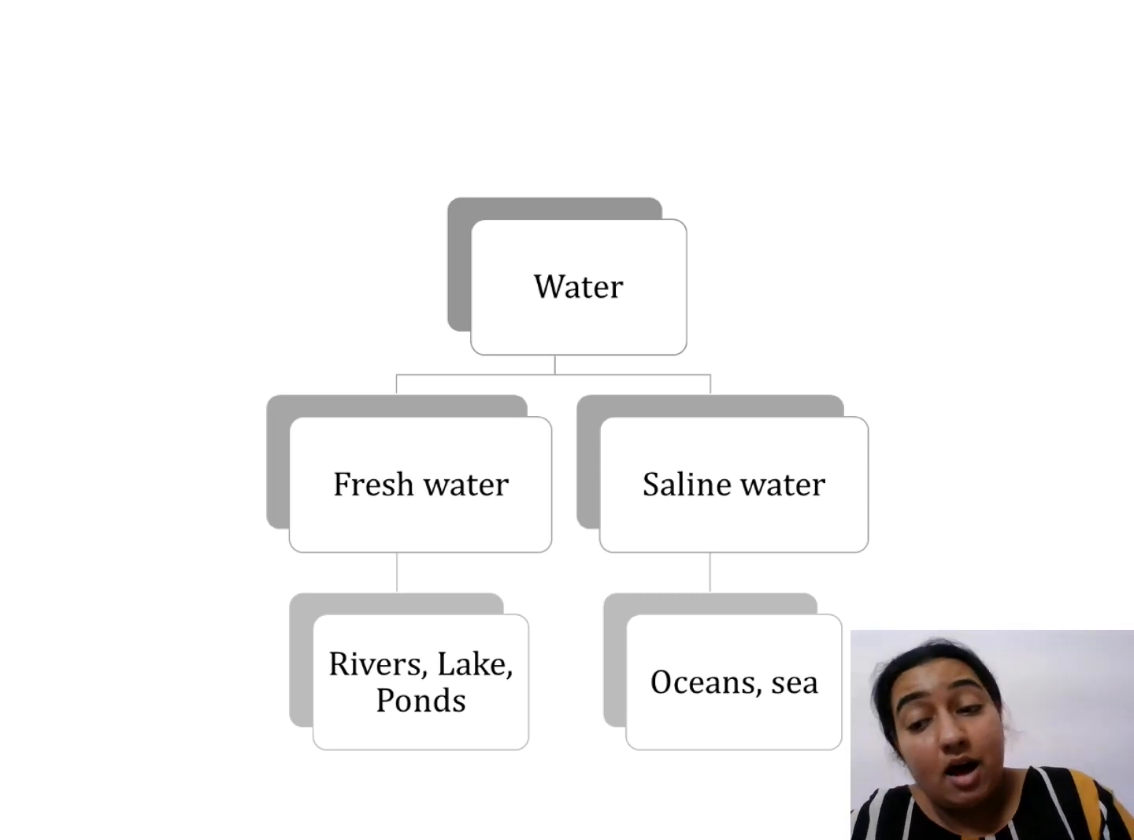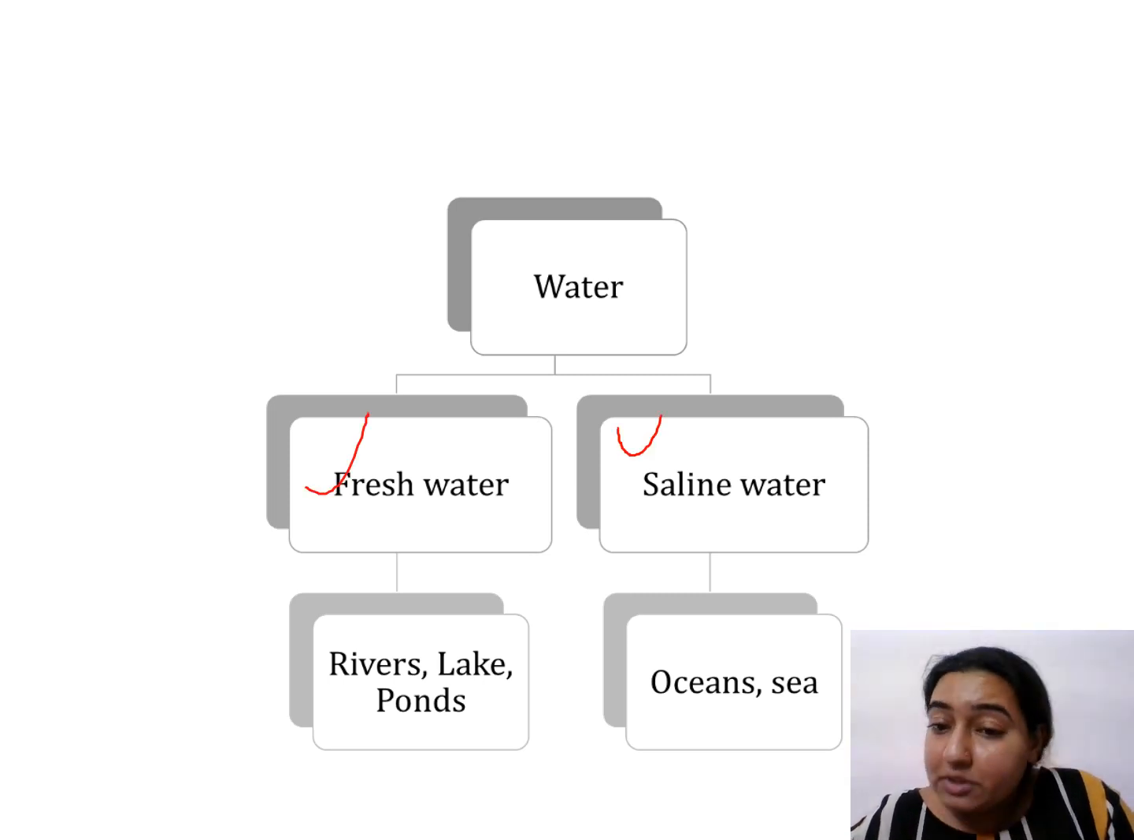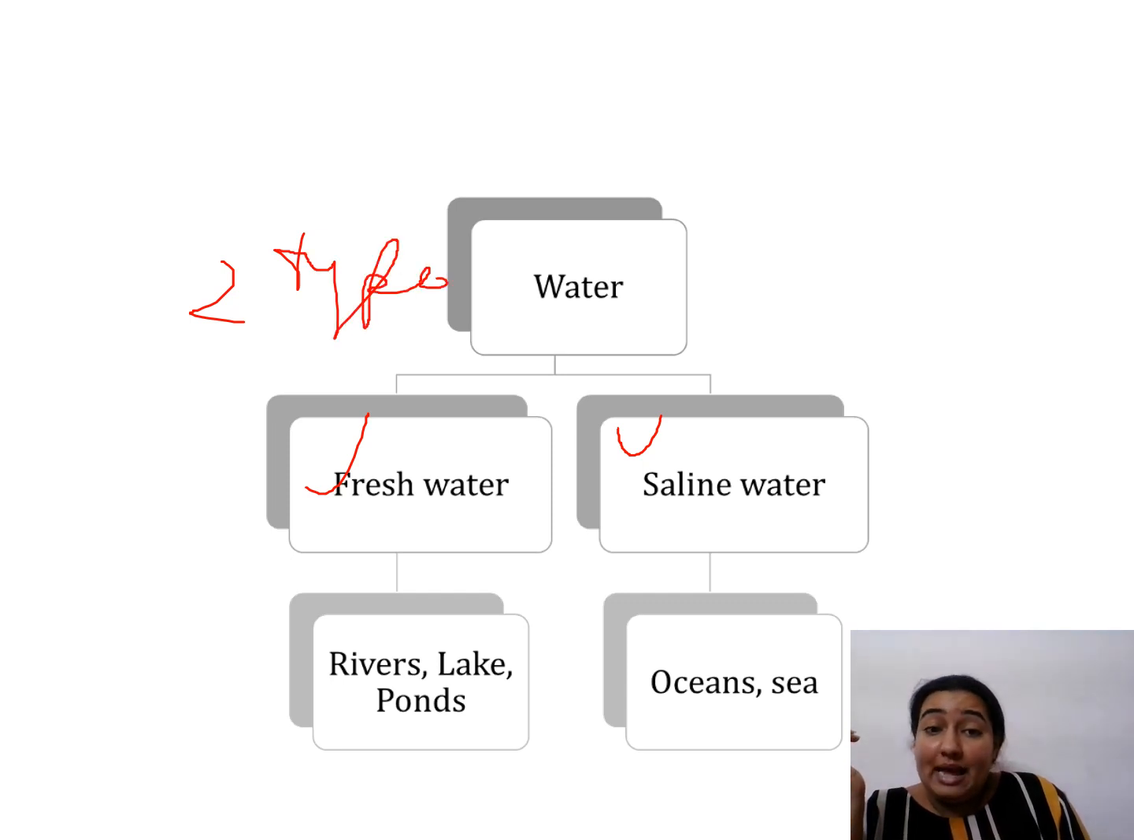We have discussed the forms of water. Now what is fresh water? Water has got two types. We never thought that water will also have types, but basically water is of two types. Now there is fresh water and there is saline water. Fresh water is found in rivers, lakes and ponds, whereas saline water is found in oceans and seas.